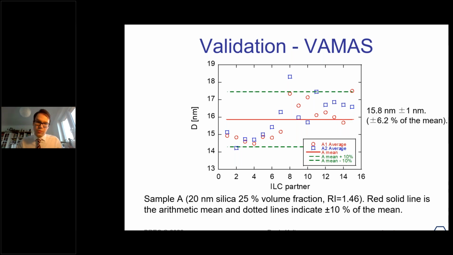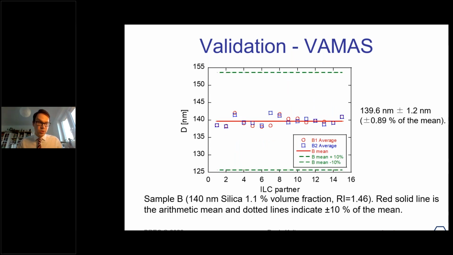And so that was within the range of expected, so it's plus or minus 10% figure. Now, once we look at sample B, which was 140 nanometer silica, but a lot less dense, we obtained quite a good measurement of the mean particle size, where we get less than 1% discrepancy with the mean, and that was quite a nice thing to see.